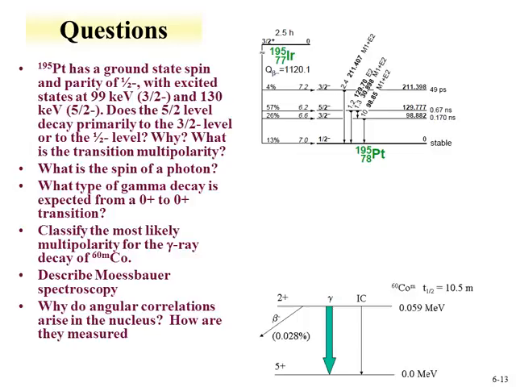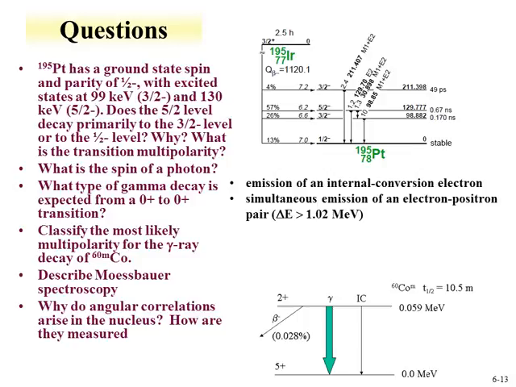Other questions such as what's the spin of a photon? You should be able to review the notes and perhaps other courses for that. What gamma transition types are expected from a 0 plus to 0 plus transition? This is photon forbidden. Those types of transitions would be emission of an internal conversion electron, so the energy gets transmitted to the orbital electrons, and they can be emitted. Or if it's high enough energy, above 1.02 MeV, you get an electron-positron pair.